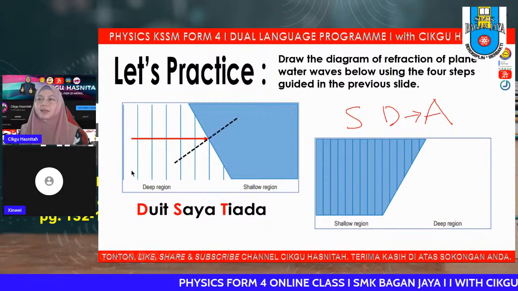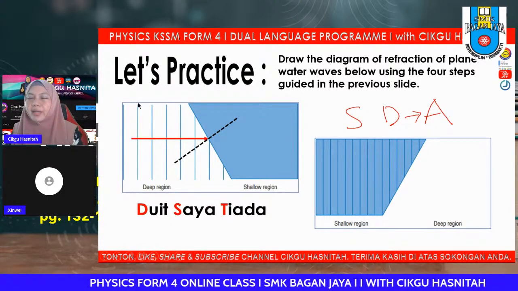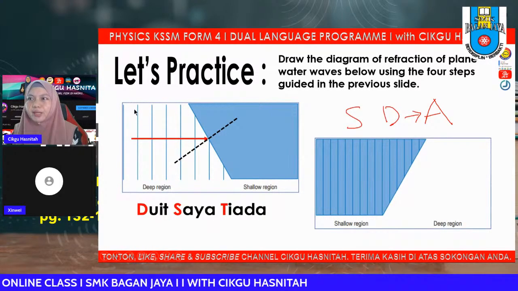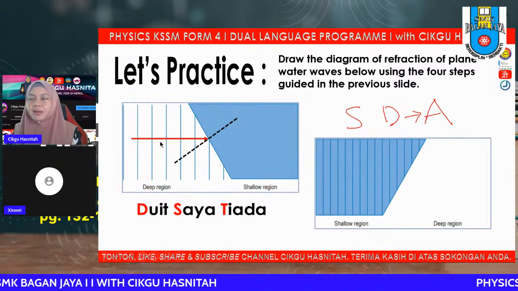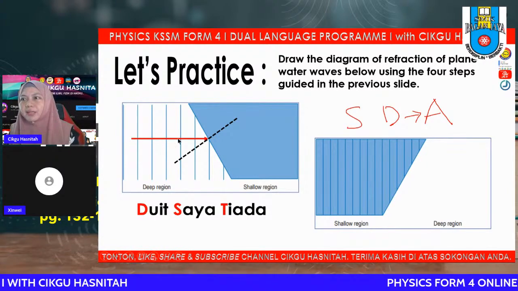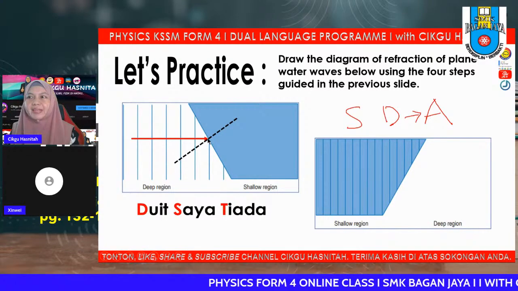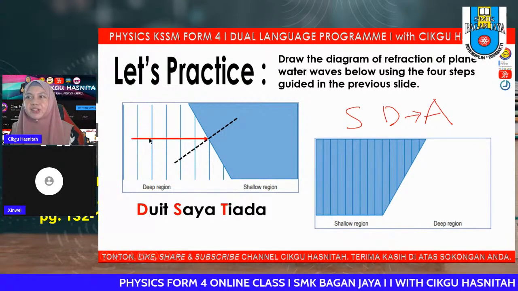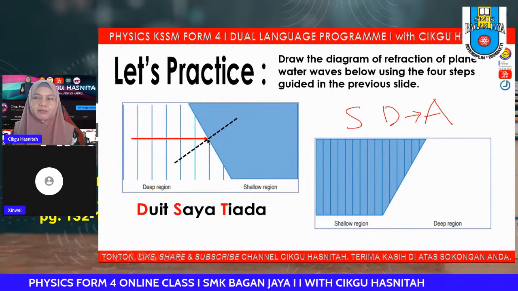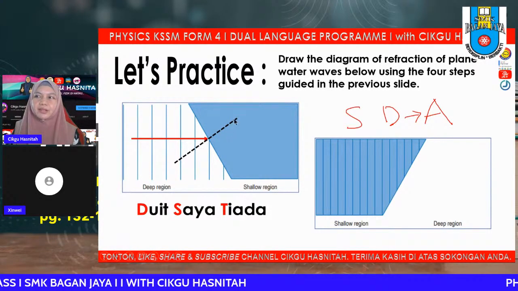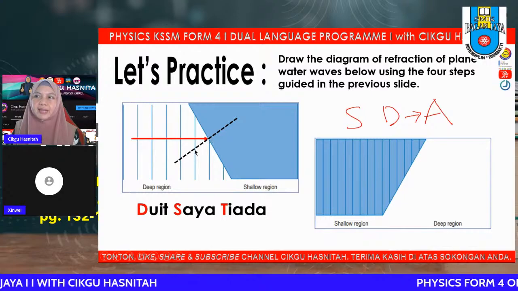Okay, first, they give you the first step. They have drawn the incident wave for you. Ini the wave front of the incident wave. So second step, we draw the direction of propagation shown by this red arrow. So this is the direction of propagation of the incident wave. And then the next step, we draw the normal line.